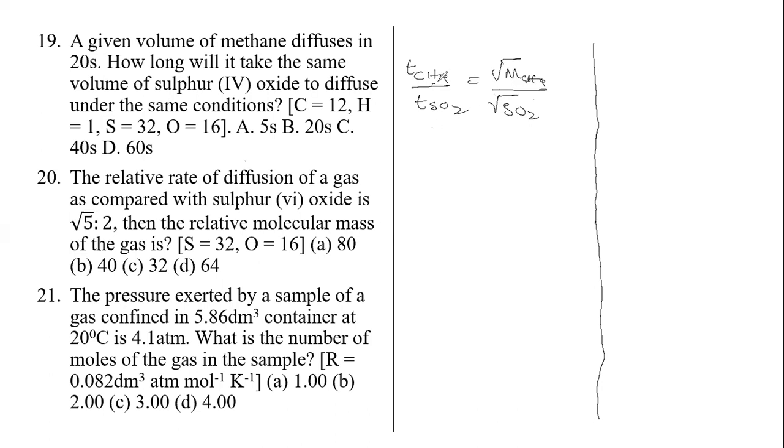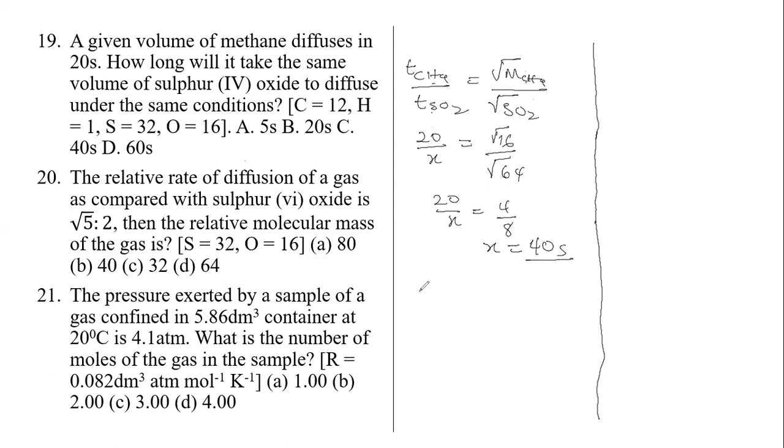So that when you have time of CH4 here, you have molar mass of CH4 here. Okay, so the time of CH4 is 20 seconds. And the time for SO2 is what we want to find now. The molar mass of CH4 is going to be 16, and the molar mass of SO2 is 64. So that we have 20 over X equals 4 over 8. And so if you press your calculator, you find out that X is going to be 40 seconds.